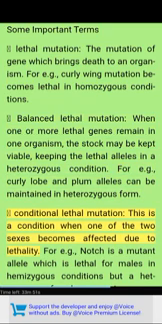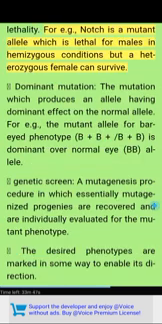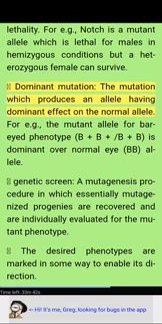Conditional lethal mutation: this is a condition when one of the two sexes becomes affected due to lethality. For example, a mutant allele which is lethal for males in homozygous conditions, but a heterozygous female can survive. Dominant mutation: the mutation which produces an allele having a dominant effect over the normal allele. For example, the mutant allele for the Bar I phenotype, B+B+B+B, is dominant over the normal allele.